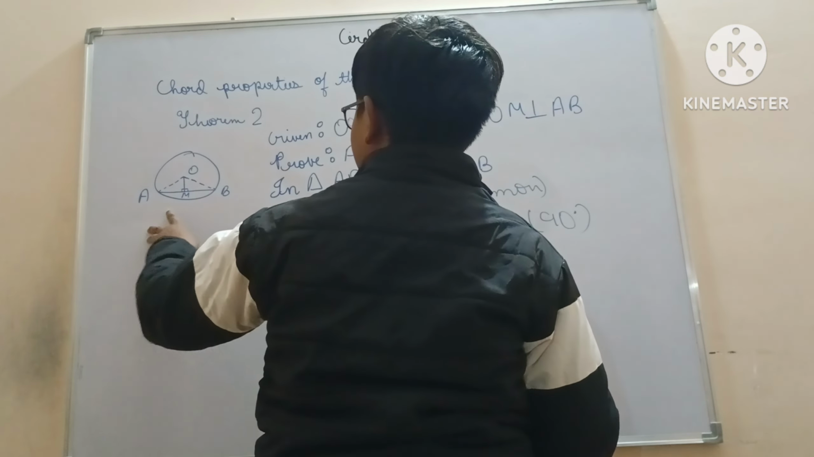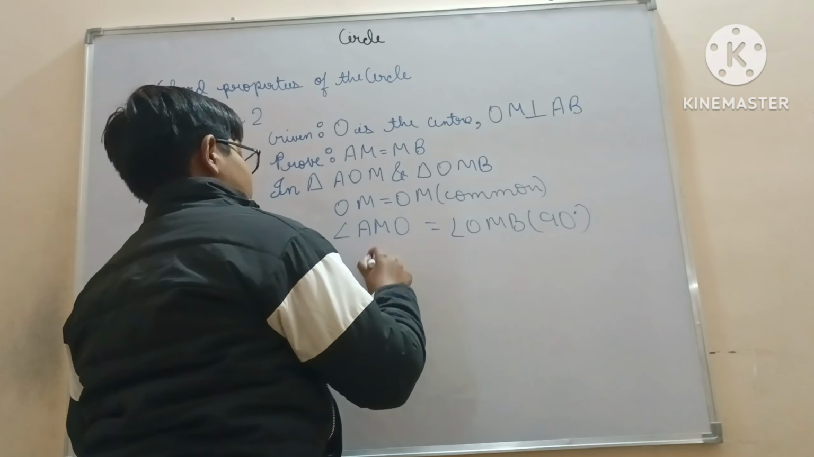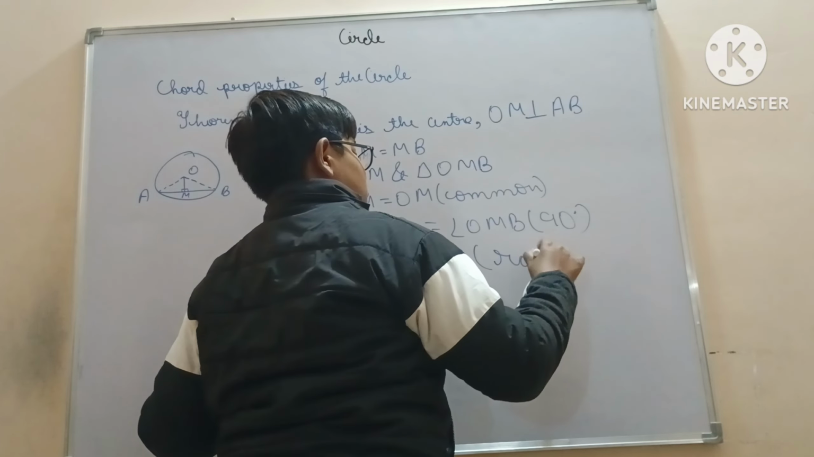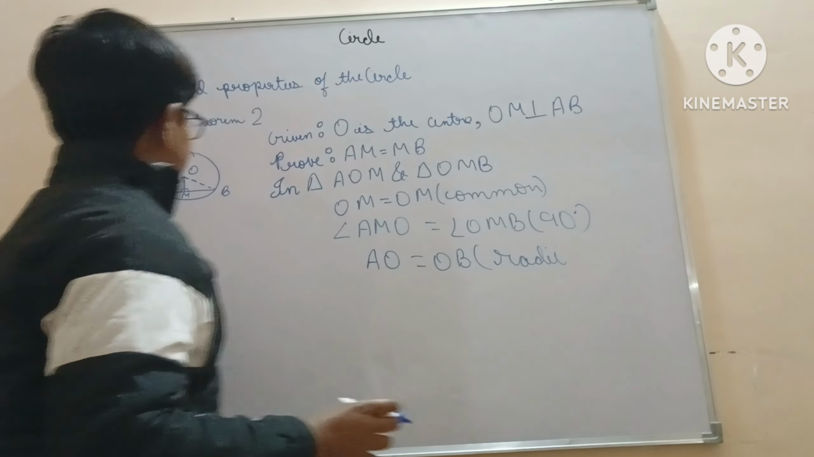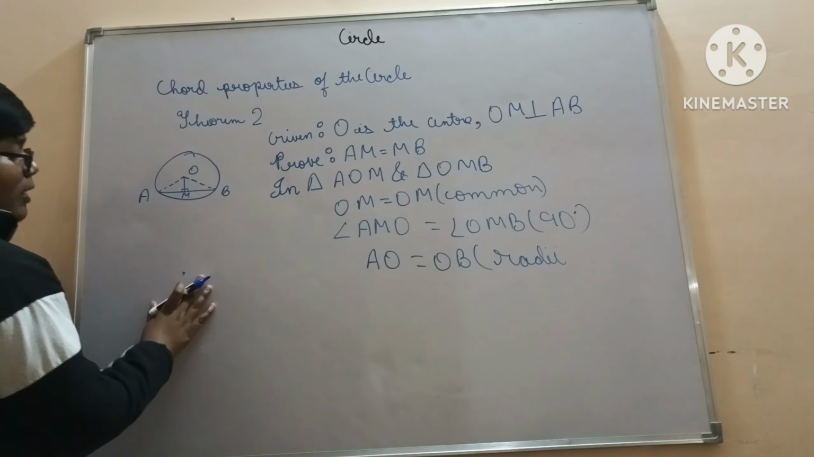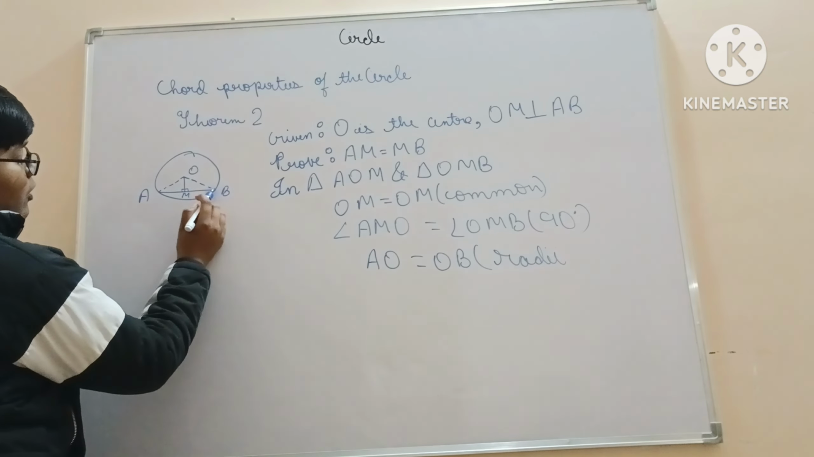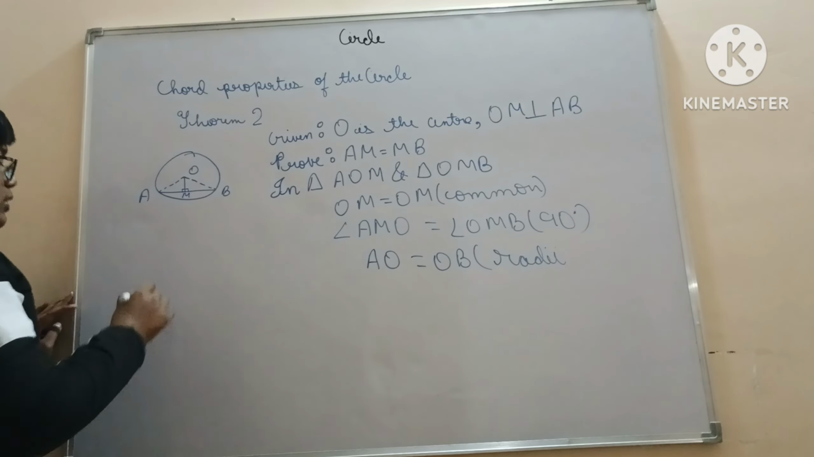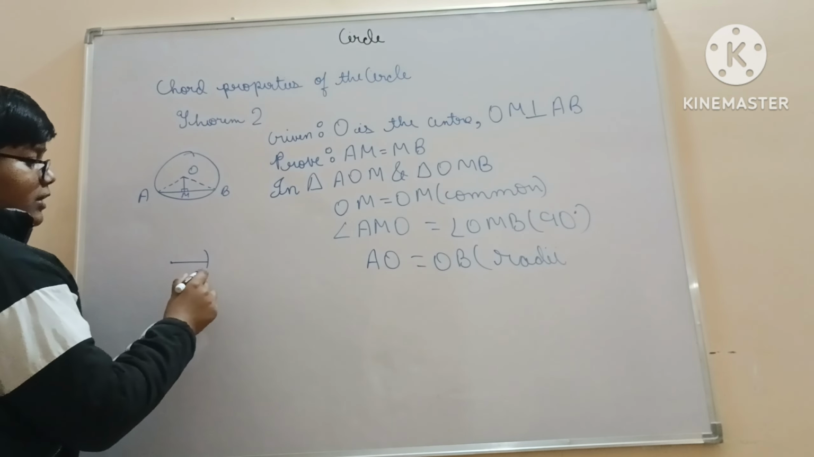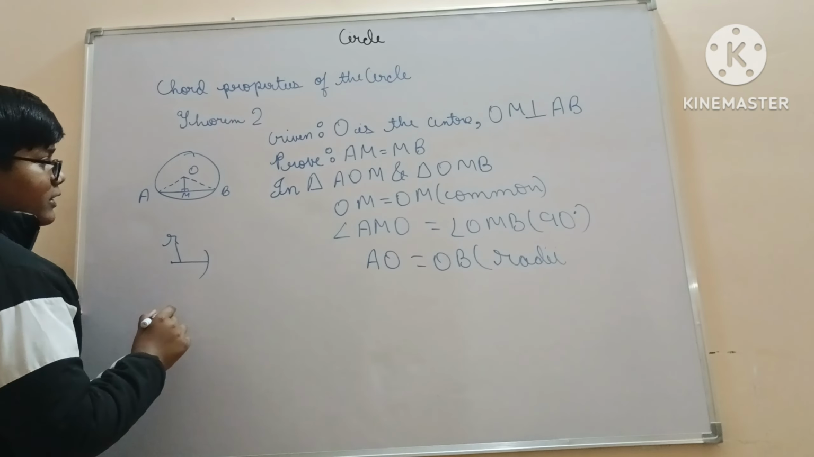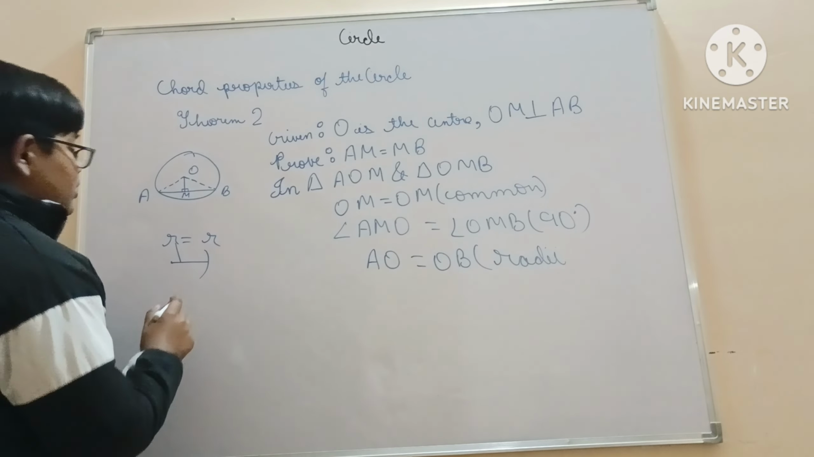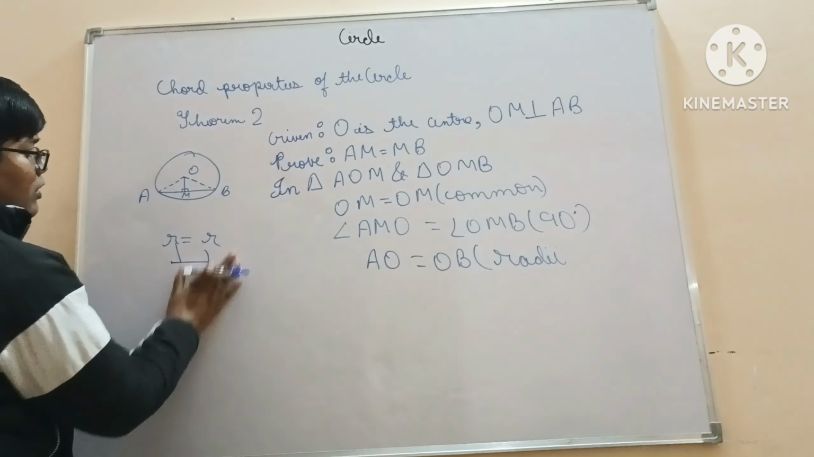Now the last thing is that these are the 2 lines, AO is equal to OB. These are the two lines which are passing from the center of the circle to the boundary of the circle. Any line which is originating from the center and touching the boundary of the circle is said to be the radius of the circle. And both the lines are doing so, and all the radii are equal to each other.